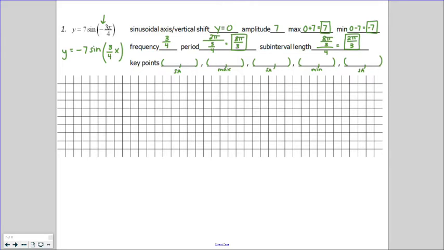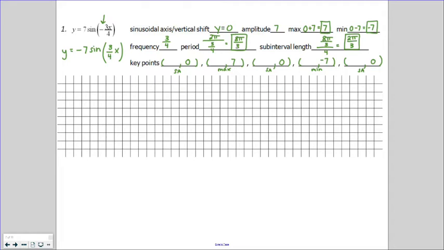So let's start with the y values of these ordered pairs. The sinusoidal axis is 0, which means that the y value of our first key point is 0. Then we go up to our maximum. Our maximum we found was 7. Back to the sinusoidal axis, the y value there is 0. Our minimum is -7, and then we land back on the sinusoidal axis for our first full cycle. So I've got the y values of my ordered pairs.